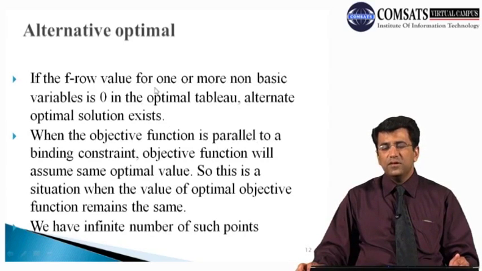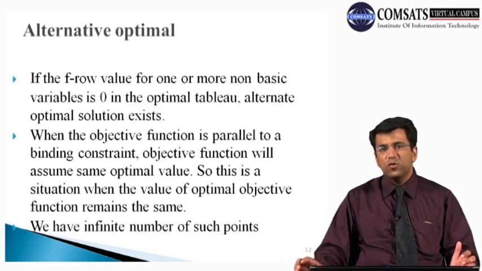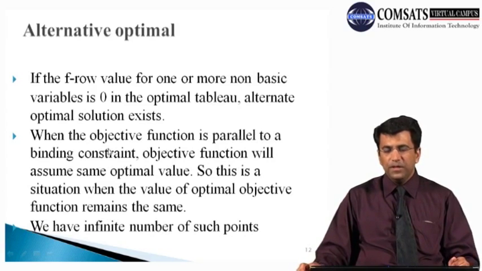اگر اس کی ویلیو اس کے کورسپونڈنگ جو ویلیو ہے کسی بھی نان بیسک ویریبل کی اگر وہ 0 ہو جائے تو یہ آپ کو ایک آئیڈیا دیتی ہے کہ this is the solution of alternative optimal. اور یہ ایک ایسی پرابلم ہے جس میں آپ کے پاس بہت سے سولوشن ہو سکتے ہیں, and all of these alternatives and solutions will give you the similar sort of optimal point as well as your maximum objective function. So when the objective function is parallel to a binding constraint, objective function will assume same optimal value.